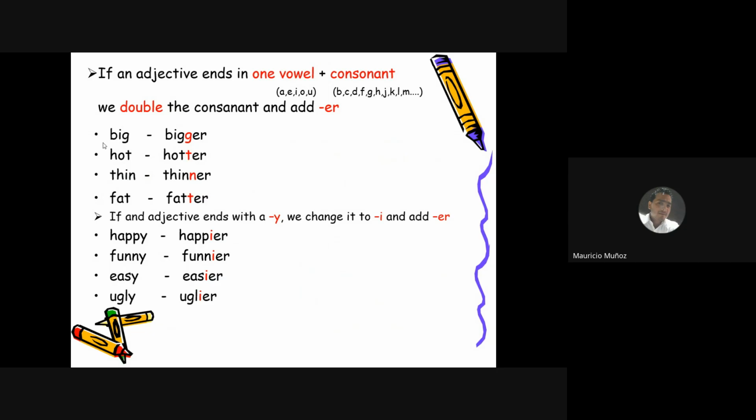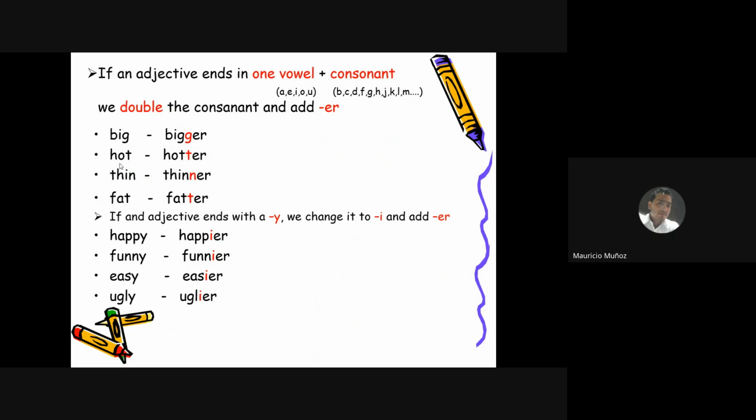Consonante, vocal, consonante. Cuando tenemos este tipo de adjetivos, lo que hacemos es duplicar la última letra y añadir el sufijo er. Okay? When we have these kinds of adjectives, we duplicate the last letter. In this case, the letter G. Bigger, double G, and then we have the suffix er. Big, bigger. And number two is the same.